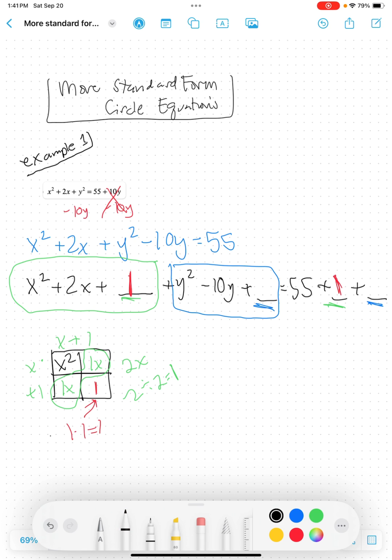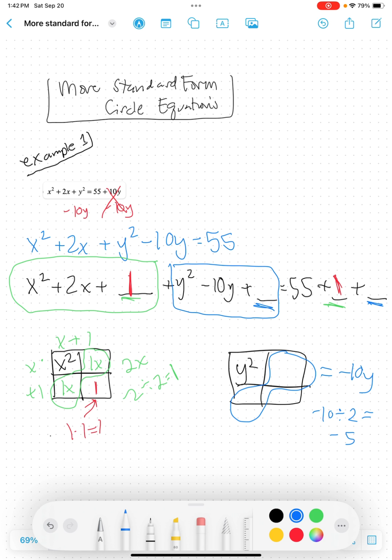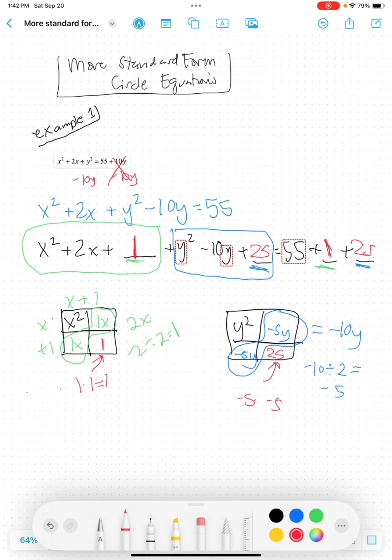Okay, so now I'm going to repeat that exact same process with y. So I have y squared, and then let's do blue. Okay, then these 2 boxes have to make negative 10y. So let's break negative 10 in half. Negative 10 divided by 2 is negative 5. So these are both negative 5y. And then this box is going to be negative 5 times negative 5, which is 25. So if I'm adding 25 here, then I'm going to add 25 over here. Okay, it looks very messy, but our next step is going to quickly make it much simpler.